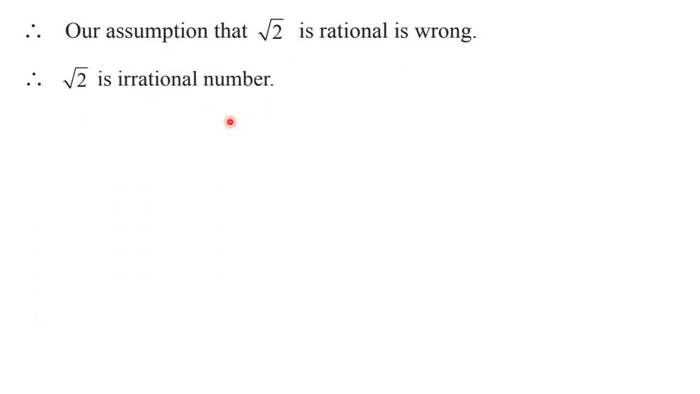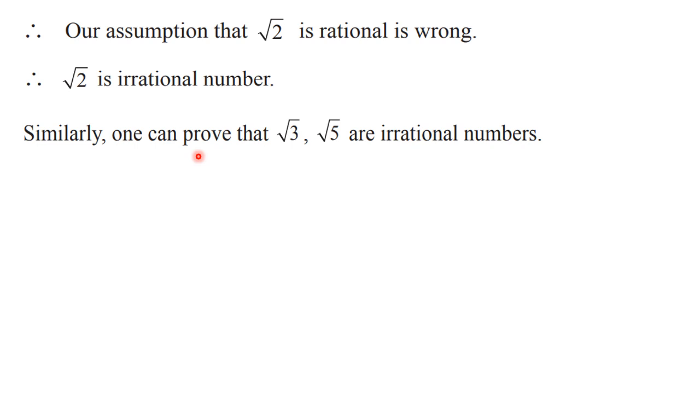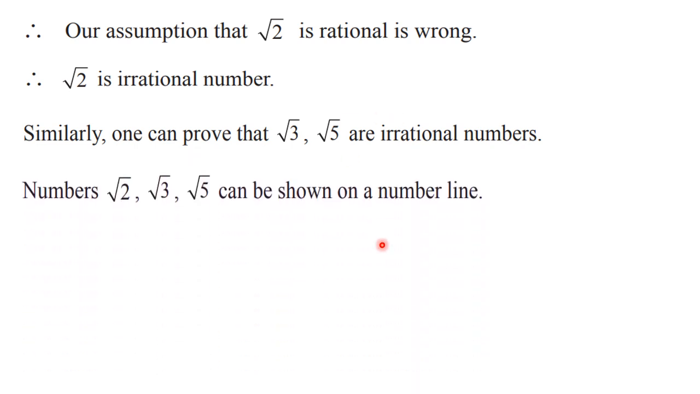Similarly, we can prove that root 3 is also irrational, root 5 is also irrational, root 7 is also irrational. So numbers which are not perfect squares, if they appear under root, are all irrational. But if perfect squares appear, then they are not irrational. Like square root of 4, we can write that it is 2. It is not irrational, it is rational. So that you have to keep in mind. Similarly, we can prove that all these numbers are irrational numbers.